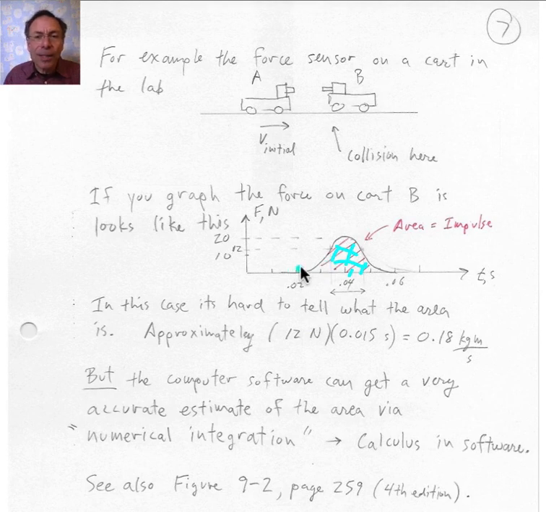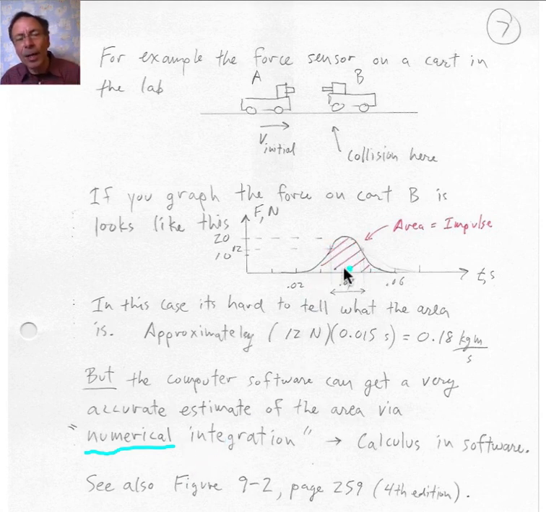Now, the process of getting the area under a curve like this is called integration, which is a calculus thing, and the computer knows how to do that. Computers are really good at arithmetic. Another word for doing arithmetic is numerical operations, and so the computer has an arithmetic sort of way to carry out an integration. So we call it numerical integration.